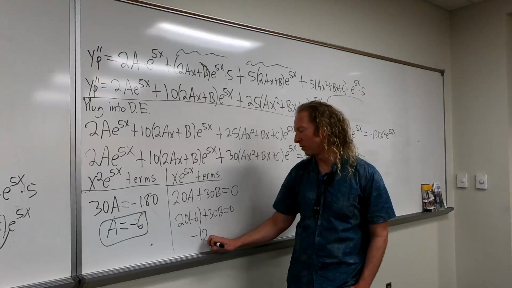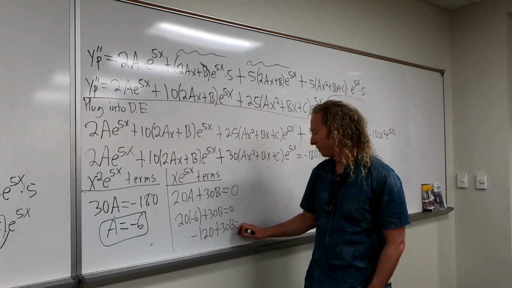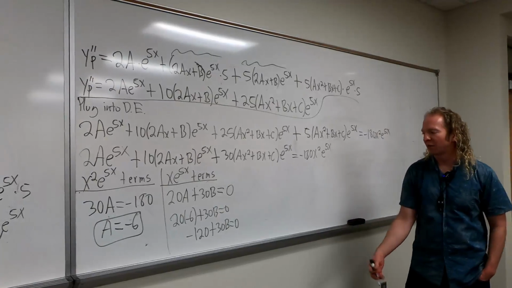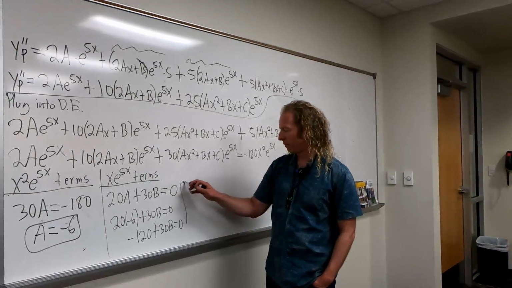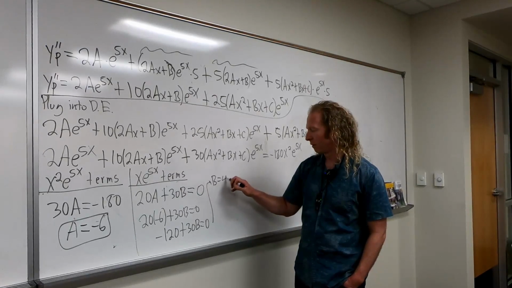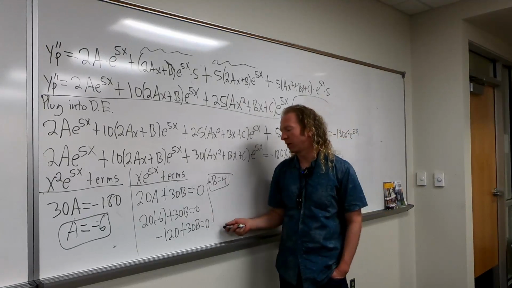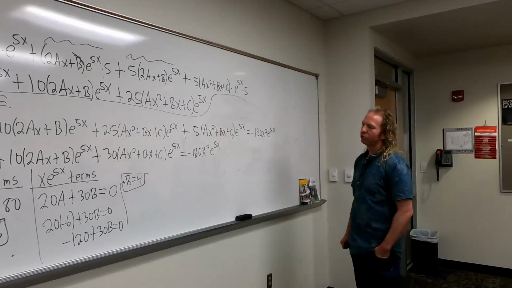Kind of slow on these. Going slower on these examples. This is tough. Add the 120, divide by 30. I think b is 4, right? Yeah. Because you add 120, so 120 over 30 is 4. So b is 4.